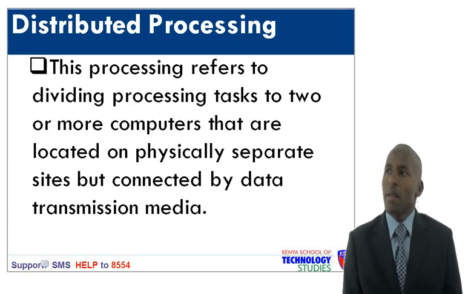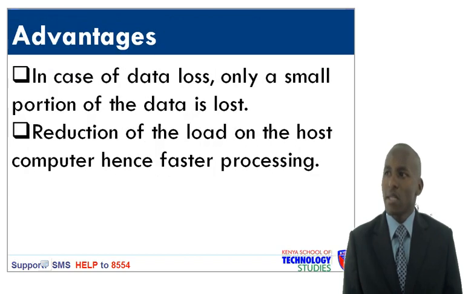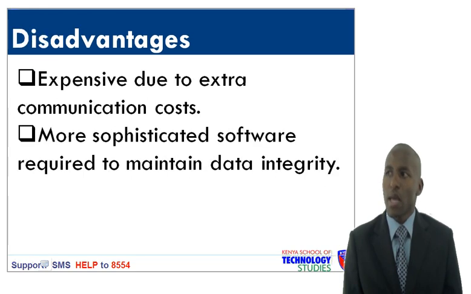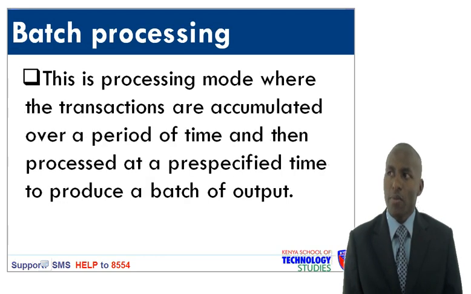Distributed processing. This processing refers to dividing processing tasks among two or more computers that are located on physically separate sites but connected by data transmission media. Advantages: in case of data loss, only a small portion of the data is lost. The other one is the reduction of the load on the host computer, hence faster processing. Disadvantages: it is expensive due to extra communication costs, and more sophisticated software is required to maintain data integrity.